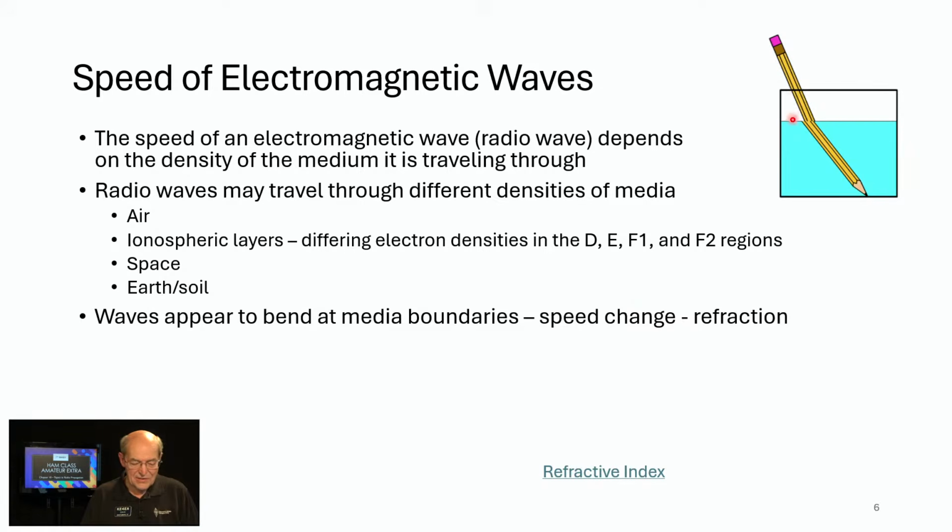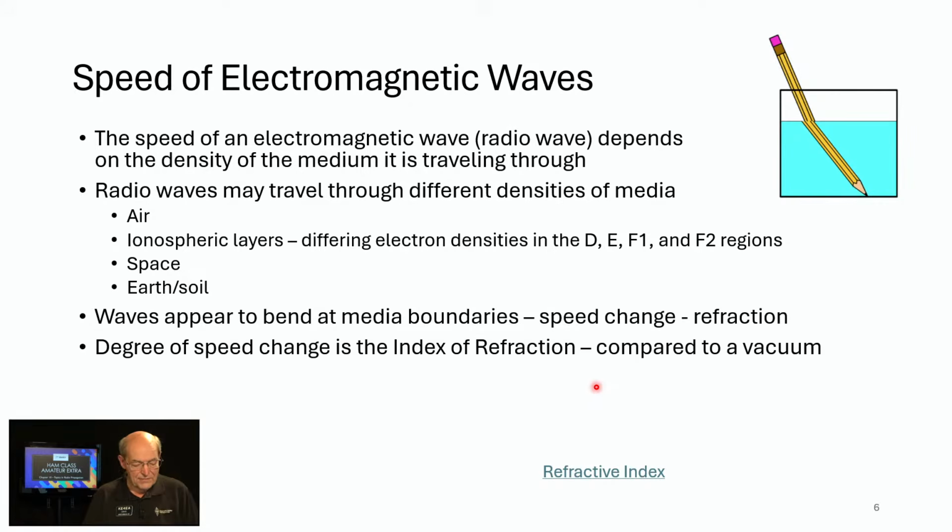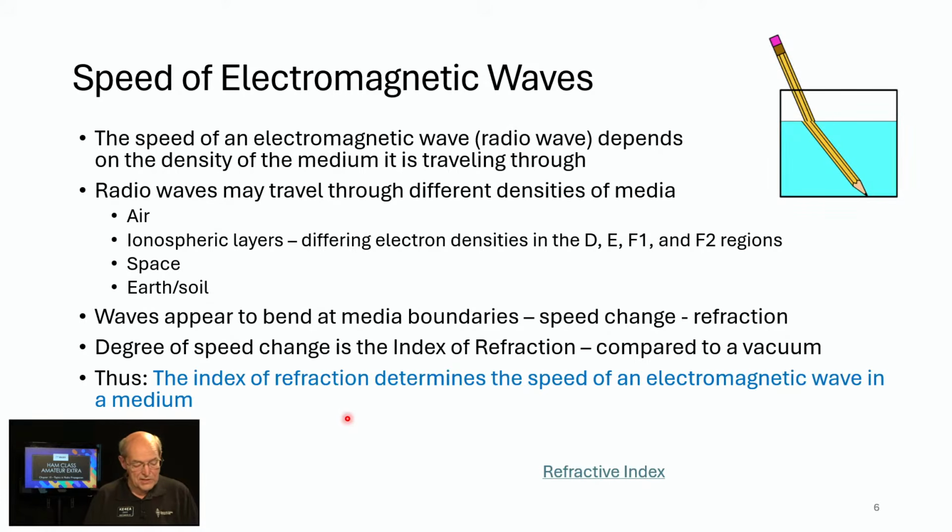Here we go. So here's air, here's water. Waves appear to bend at media boundaries because of the speed change. That's refraction. And the degree of speed change, or the amount of bending, is the index of refraction as compared to a vacuum. This is just kind of all background to help the pool question make more sense.